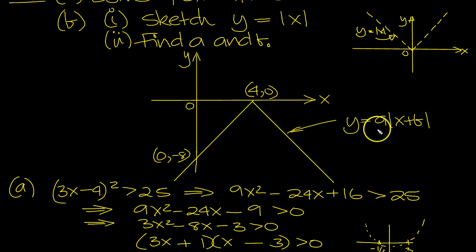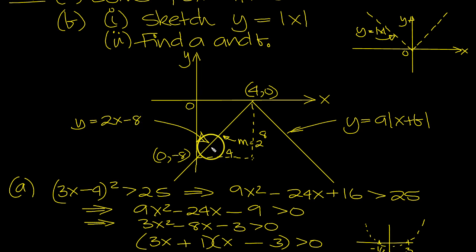Find a and b then here, where y equals a modulus x plus b. Well, this line here, if we were to look at this gradient here, draw a triangle under the line. The increase in y is 8. The increase in x across here is 4. So the gradient m equals 2. So this line then, the intercept is minus 8, so y equals 2x minus 8. So that's that value there.